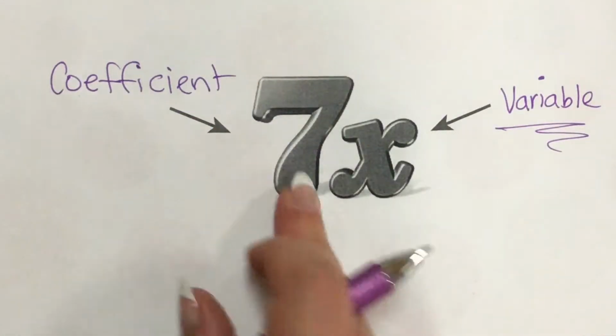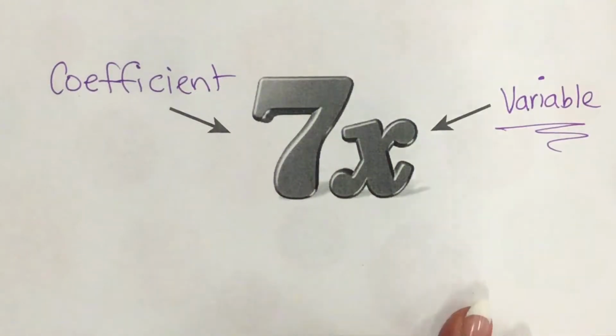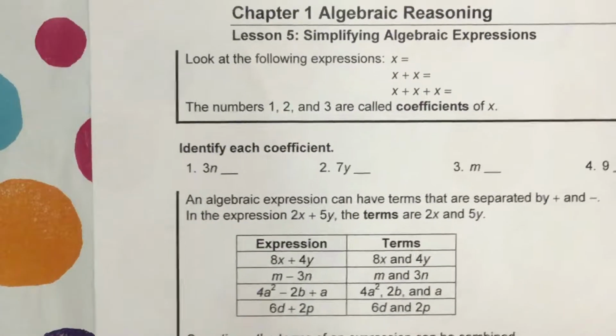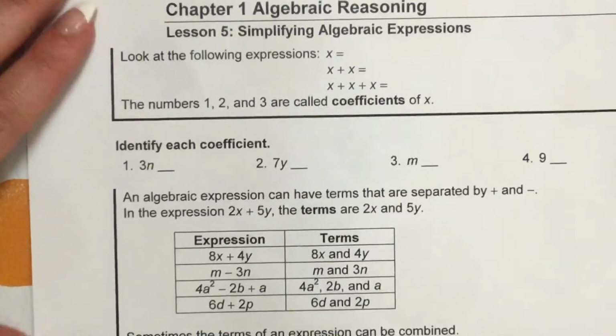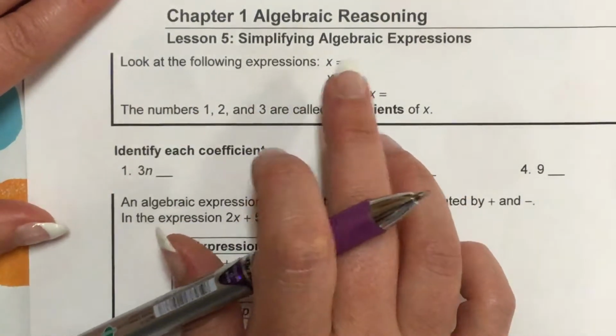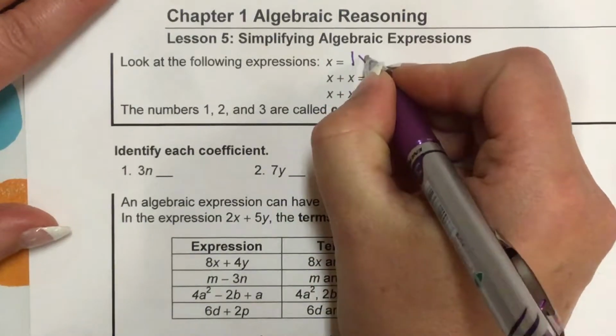Okay? So whenever you have a number in front of a variable, it's called the coefficient. So variable, coefficient. All right, let's get going. So chapter 1, lesson 5, simplifying algebraic expressions. It says look at the expression. So we have x. X is the same thing as 1x.